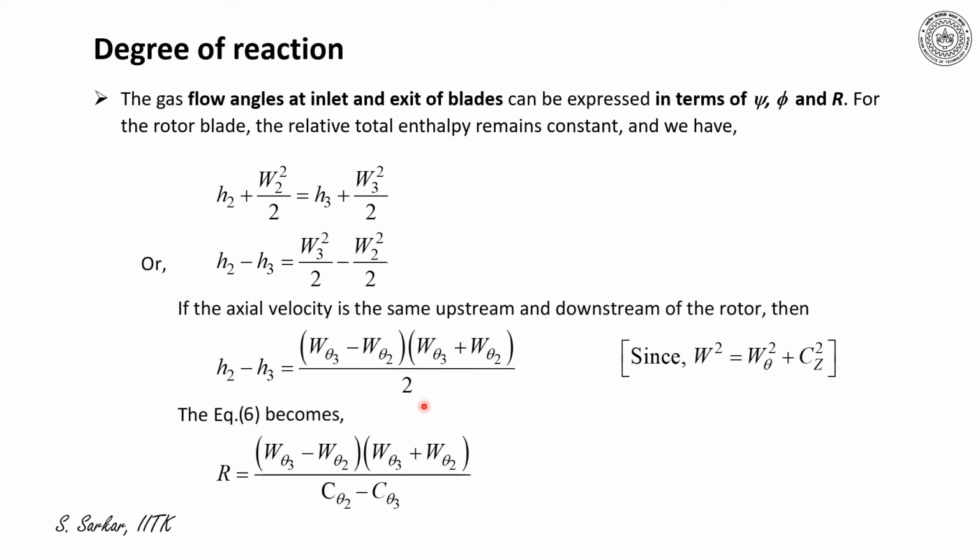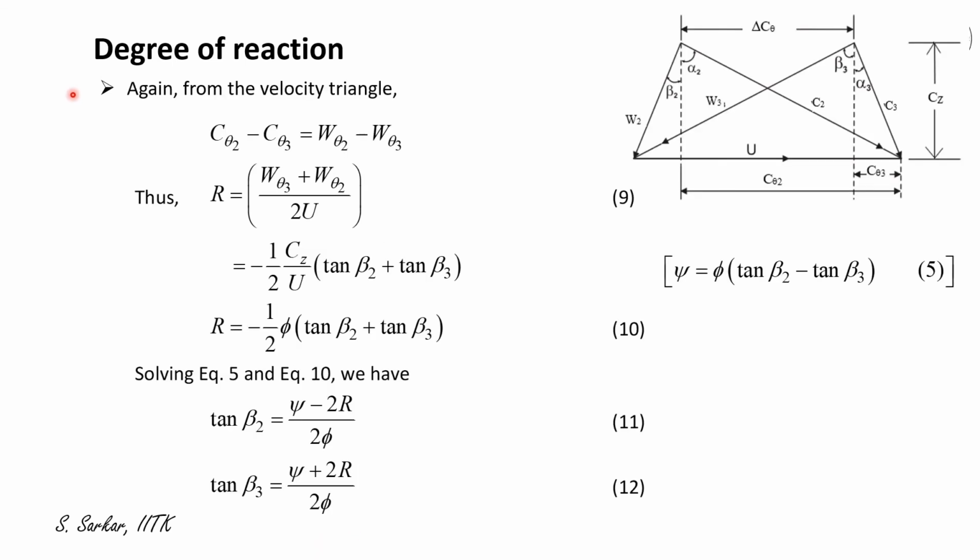Considering the definition of degree of reaction from equation 6, now R can be expressed as R equal to, within the bracket, W theta 3 minus W theta 2 into, again within the bracket, W theta 3 plus W theta 2 divided by C theta 2 minus C theta 3. Again, from the velocity triangle as presented here, I can write C theta 2 minus C theta 3 is equal to W theta 2 minus W theta 3. Thus, R can be written as, within the bracket, W theta 3 plus W theta 2 divided by twice U, following the earlier equation.